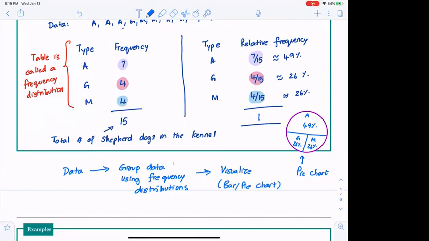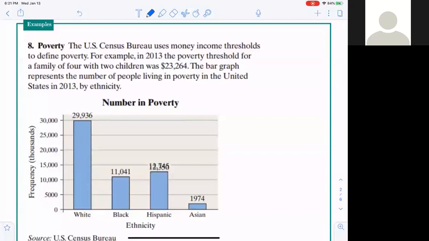The most commonly used one, however, is the bar graph. So what we see here is a bar graph that tallies the frequency in thousands, that's in the y-axis, and the ethnicity is in the x-axis. And what are we measuring? So we are measuring the number of people in poverty.